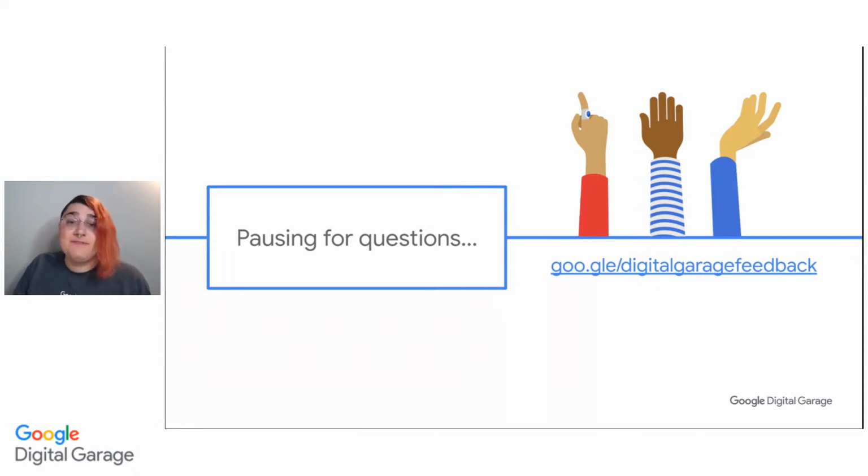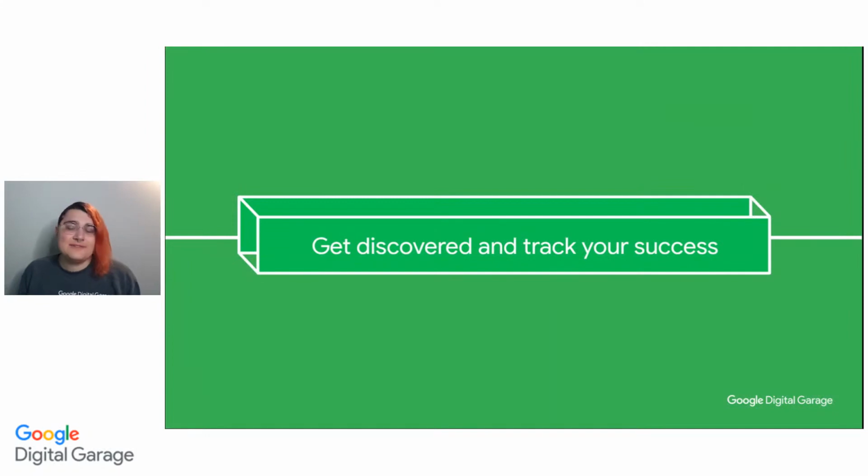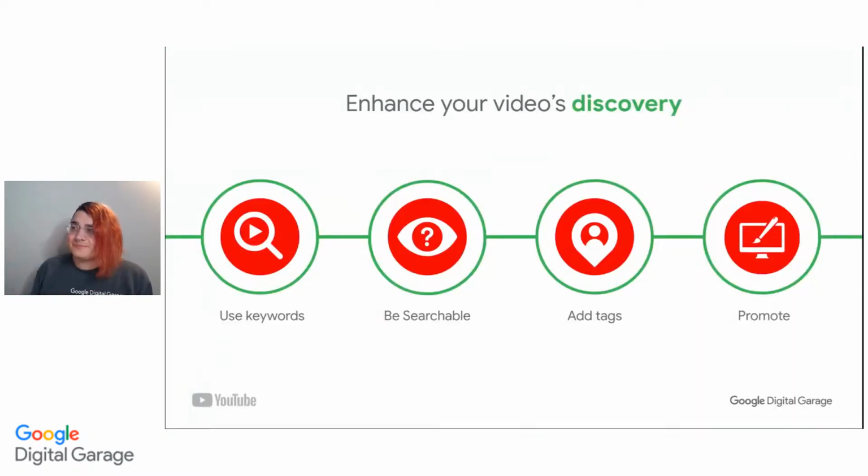And we will move on to the final section, which is getting discovered and tracking your success. Very important. You don't want to create those videos and nobody to watch them. It can be quite demoralizing when you're creating a video and nobody is there to watch it. So it's very important that you think about how you're going to get discovered and also how you're going to track your success and how you're going to work out who is watching you, how many people, things like that. So we're going to look at that now.